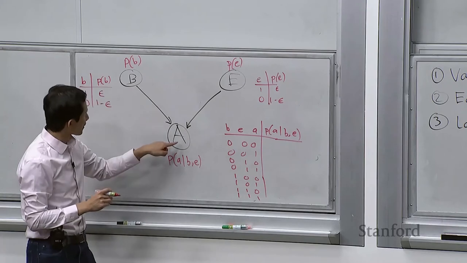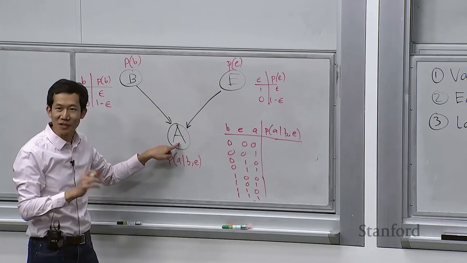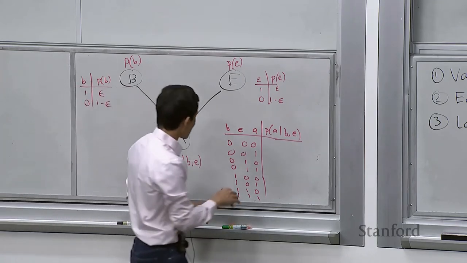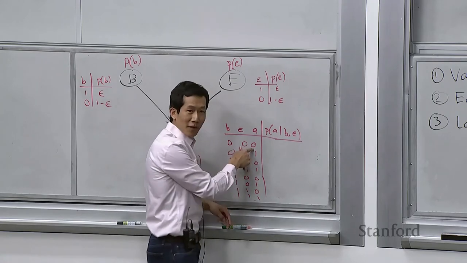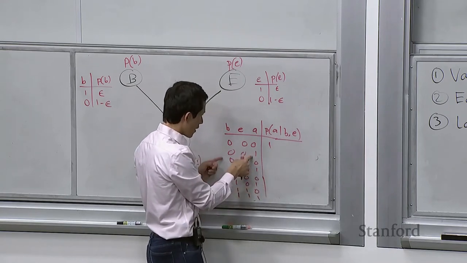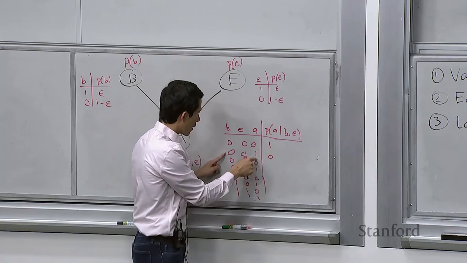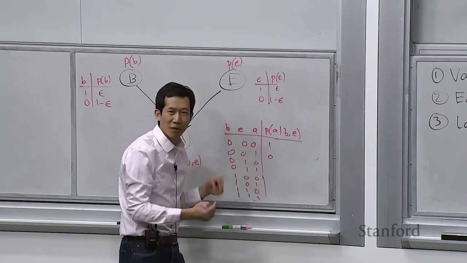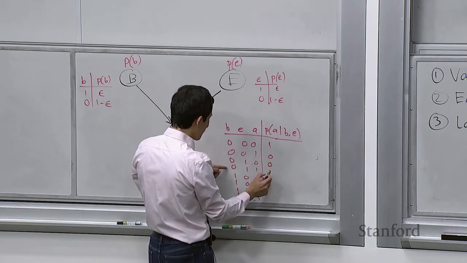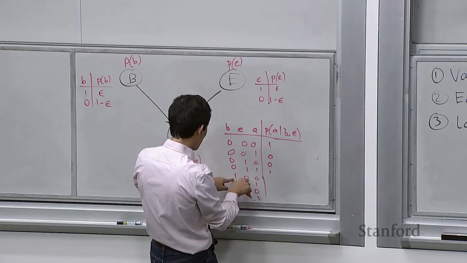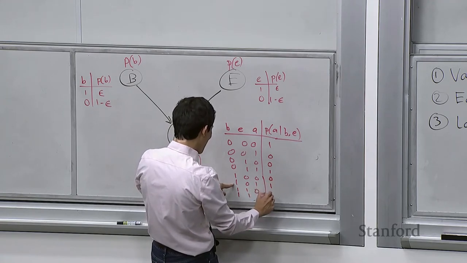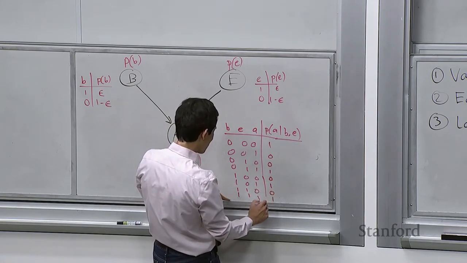I should say that this alarm system you bought is really good. It detects earthquakes and burglaries perfectly. So if there's no burglary and no earthquake, then the probability of the alarm not going off should be 1. It's perfect. And the failure case is 0, because with no burglary and no earthquake, the alarm shouldn't be going off. I'm not going to bother you with the details. You can just fill in the rest of this. If there's a burglary and earthquake, this should be a 1, this should be a 0, and this should be a 1. Something like that.